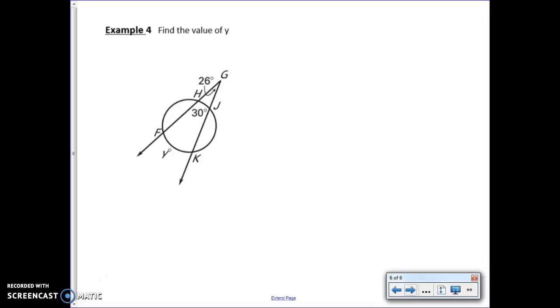All right, this one says find the value of y. But just because that's our unknown doesn't mean that's going to go on the left-hand side of our equation. Our angle always goes on the left-hand side. So we set this up as 26 equals 1/2. And then we do that further away arc, or y, minus 30. Now there's a couple different ways you can solve this. You could distribute, or you could divide by 1/2, which would be the same as multiplying both sides by 2. I'm going to go ahead and distribute that 1/2 out.